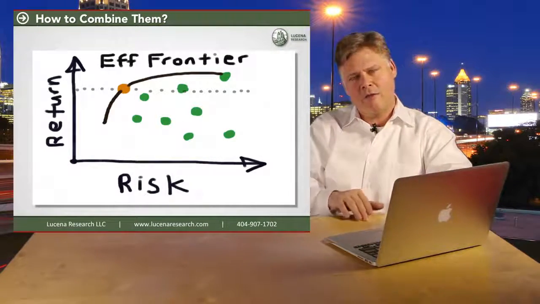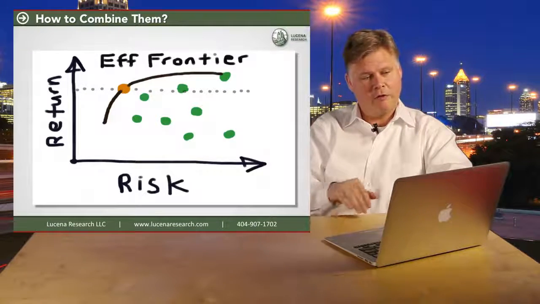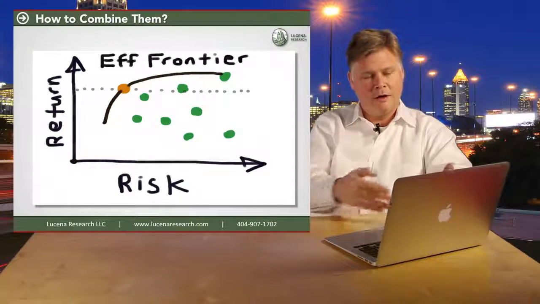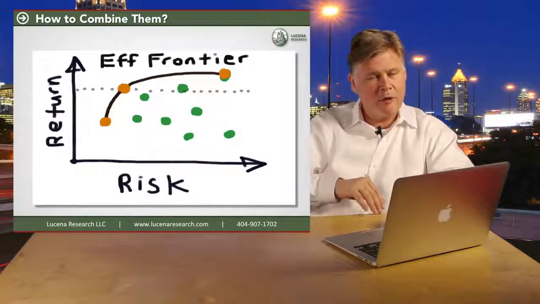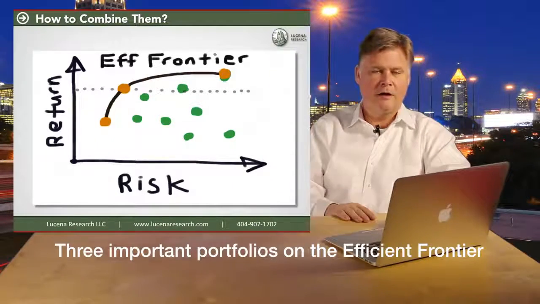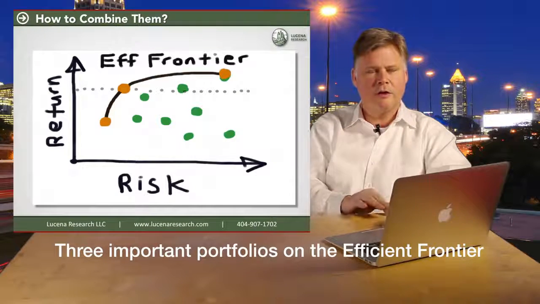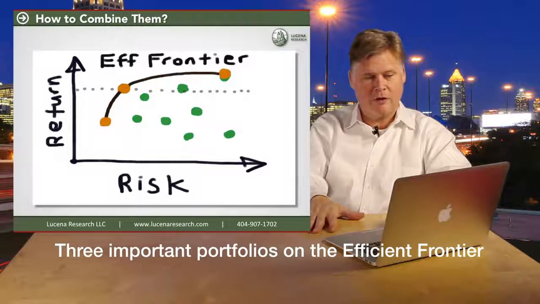So this line represents essentially an infinite number of different portfolios, and each one is a different target return. That one portfolio we discovered is just one of them, but there's a continuum along that line. Now there's three very important portfolios along that line that we provide access to in QuantDesk.